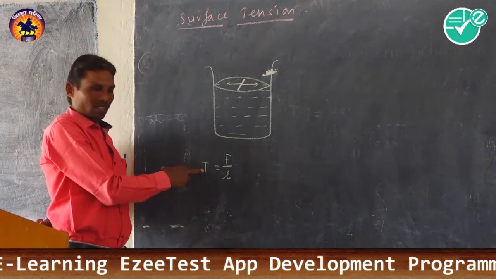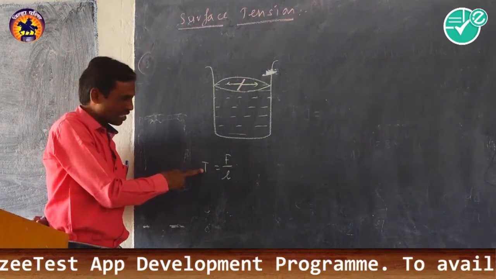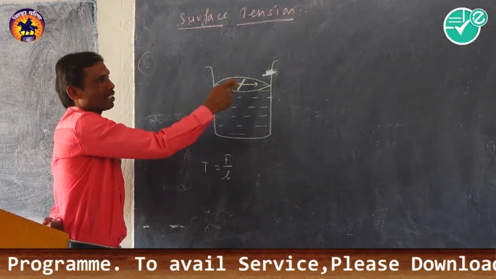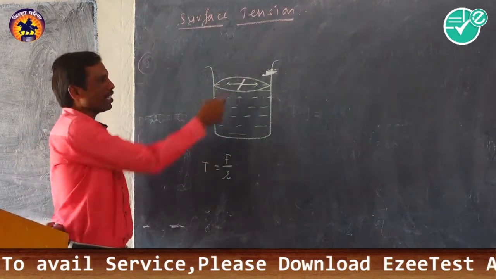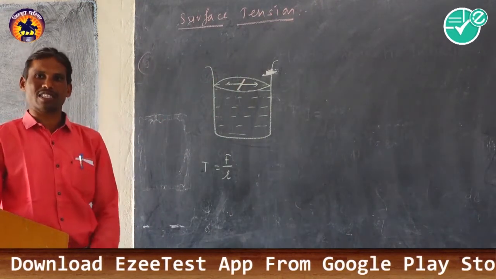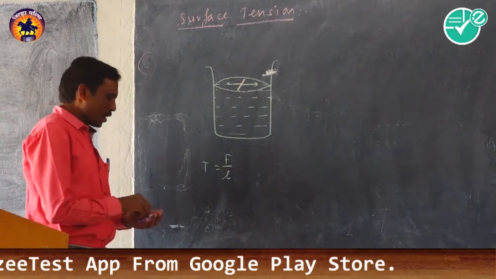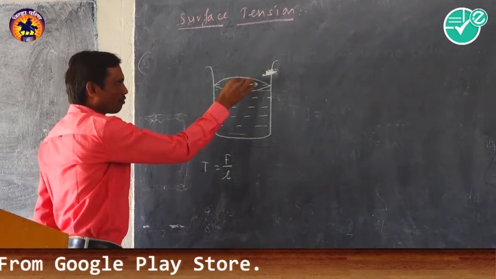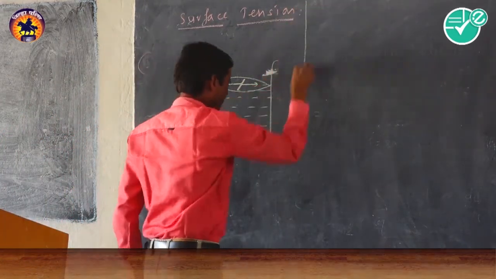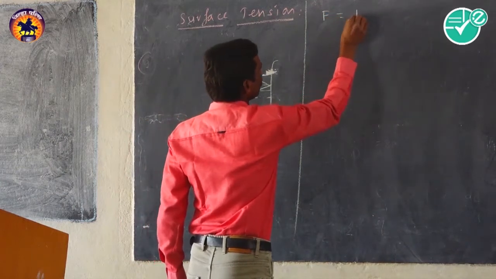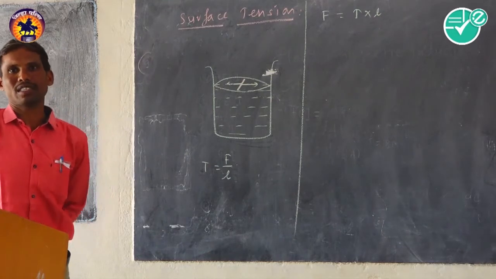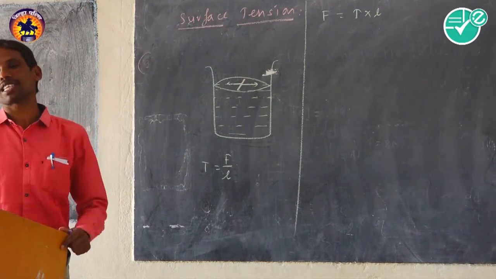Just see, what is meant by surface tension? Surface tension is the force per unit length acting at right angles to the imaginary line drawn on the free surface of the liquid. It means the force exerted on any object placed on the free surface of the liquid is given by this expression: F is equal to surface tension into the length of that object that is in contact with the free surface of the liquid.